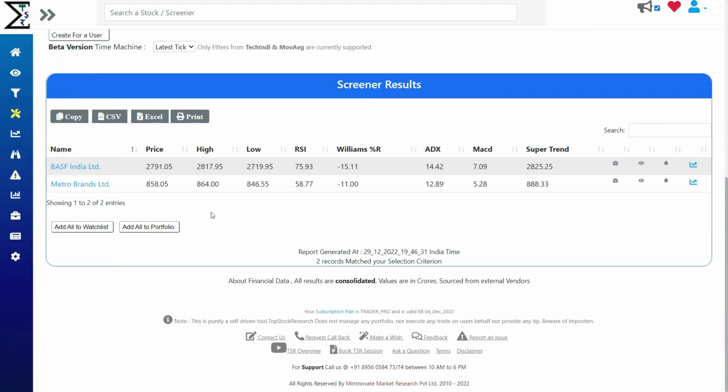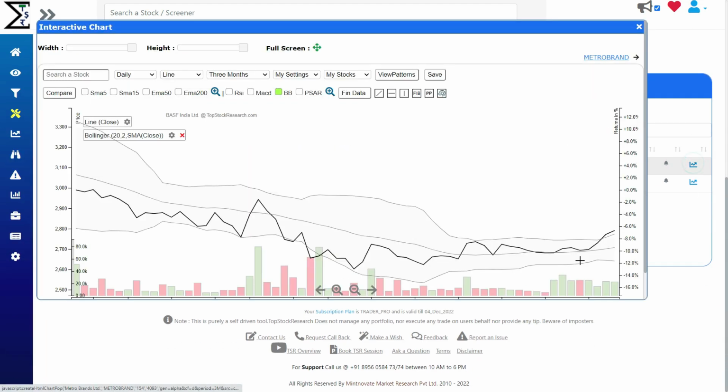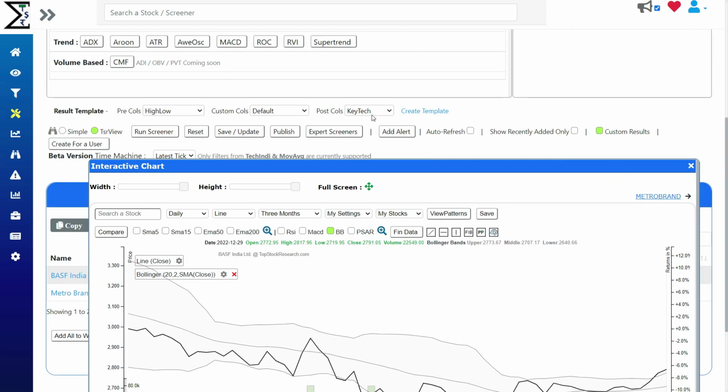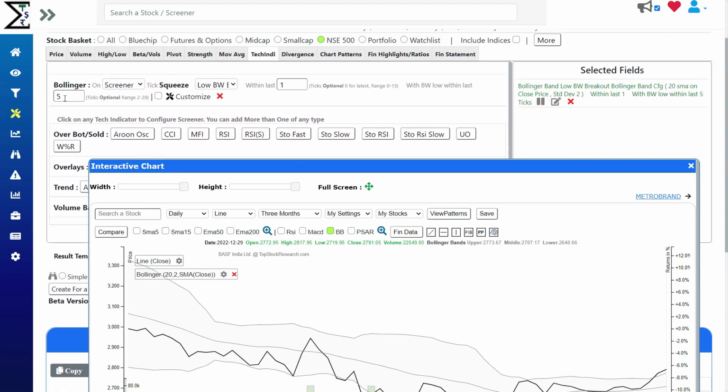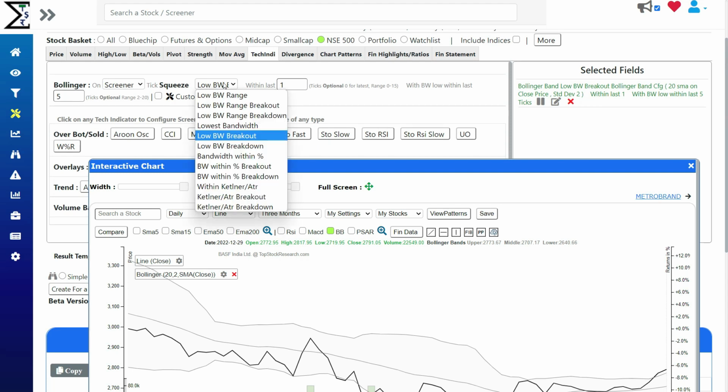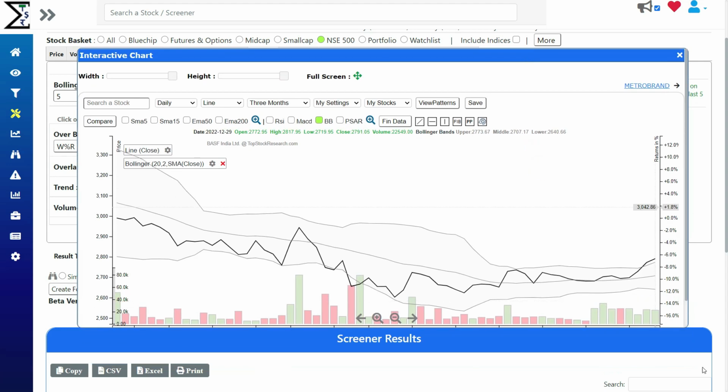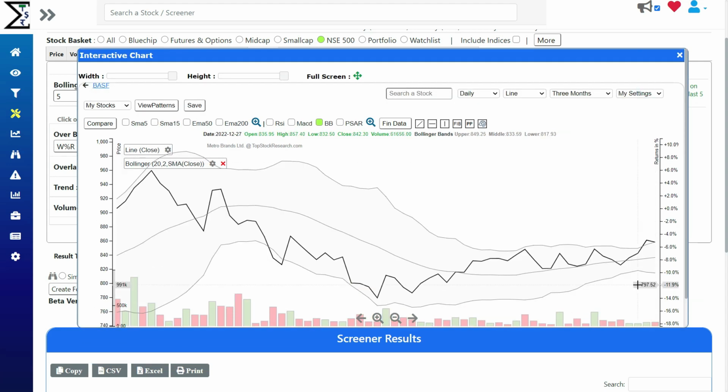So when you look at BASF, it has given a breakout and the lowest bandwidth was somewhere here. So that's how you can do a little bit more fine tuning out here, in terms of this particular indicator, lowest bandwidth, breakout or breakdown. Okay, so this is one. The second is Metro Brand. It has again given a breakout after a lowest bandwidth. So these are good signals.